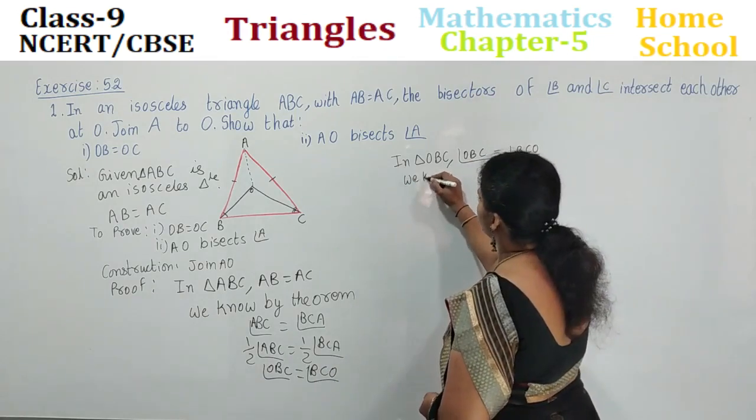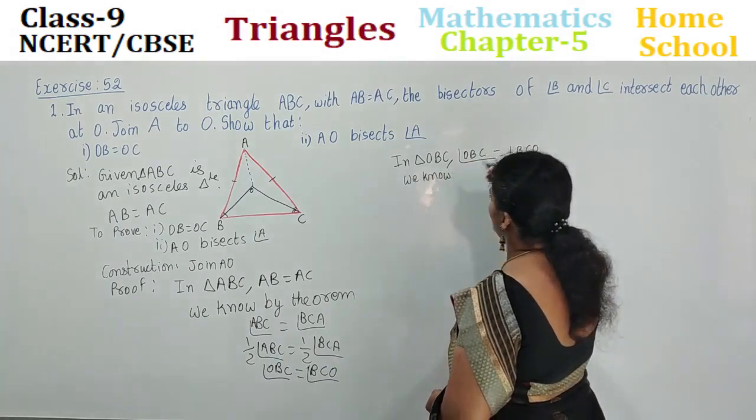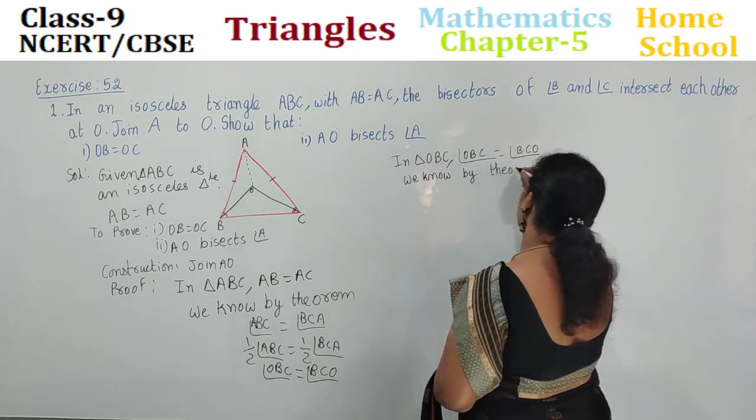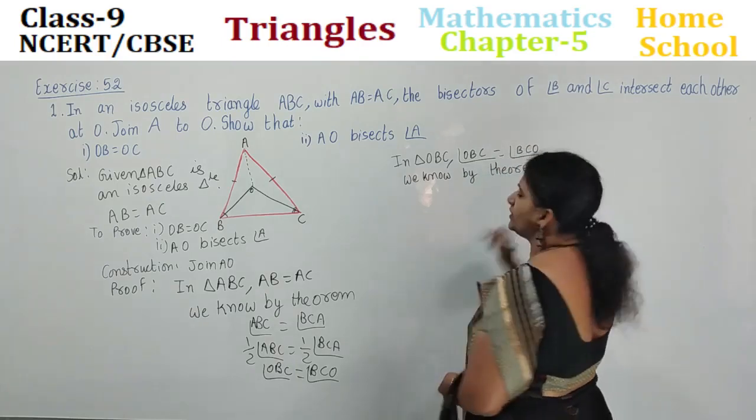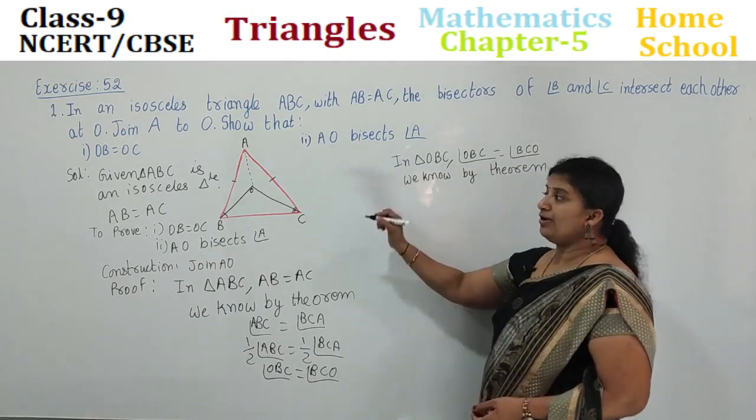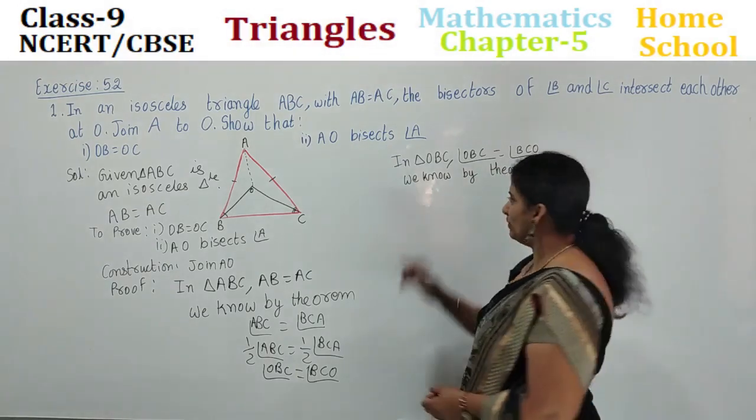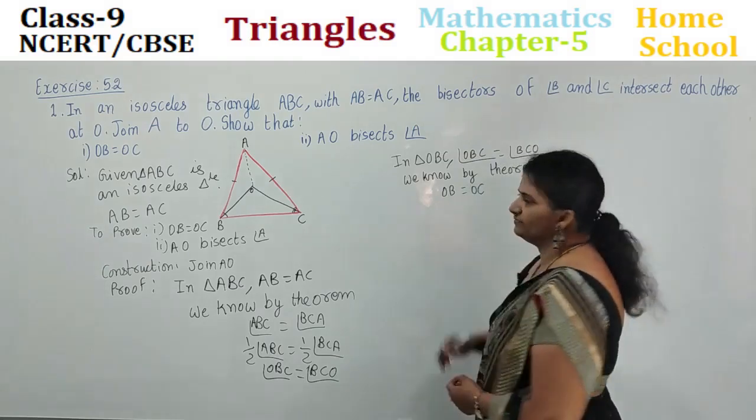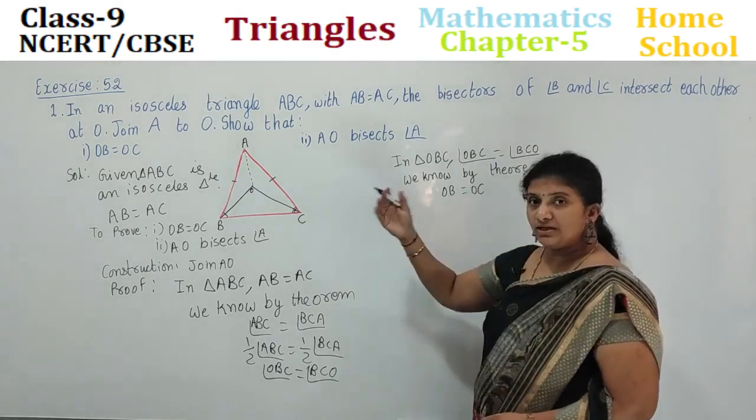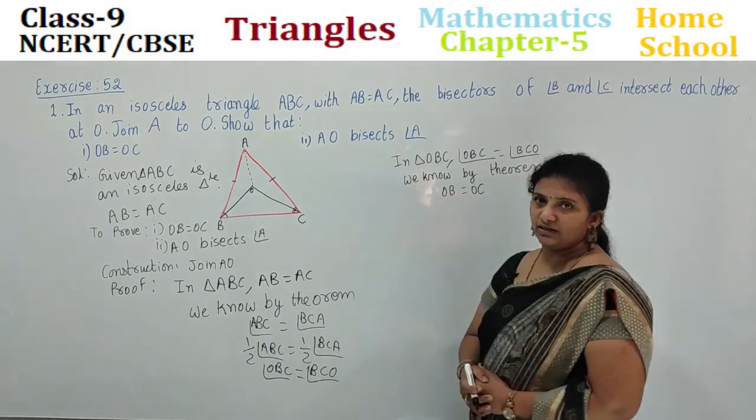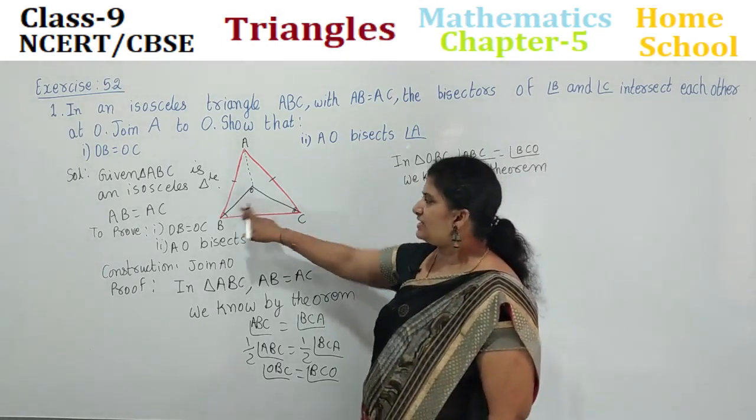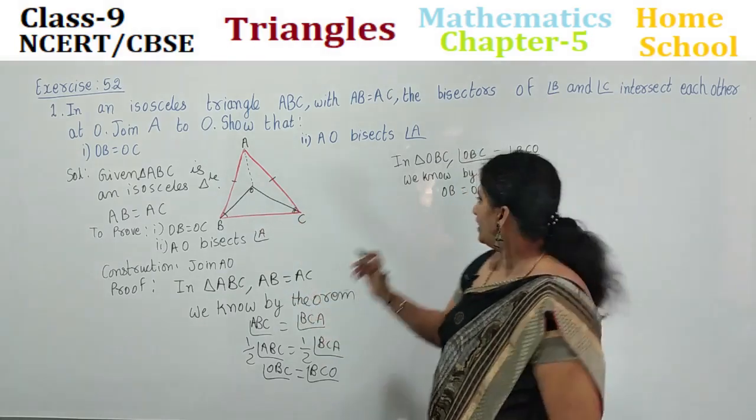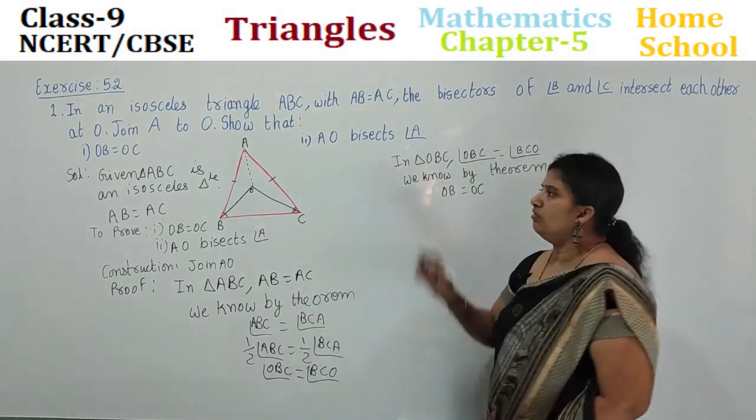We know by theorem. What do we know, children? If two angles of a triangle are equal, their opposite sides are equal. That is, OB is equal to OC. By above theorem, I am saying this statement. Now, in this triangle, if these two angles are equal, then their opposite sides are equal. That is, OB equal to OC.